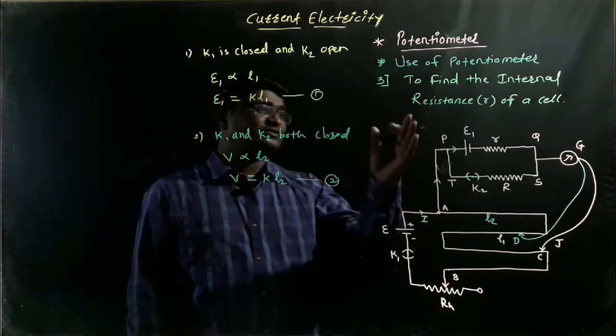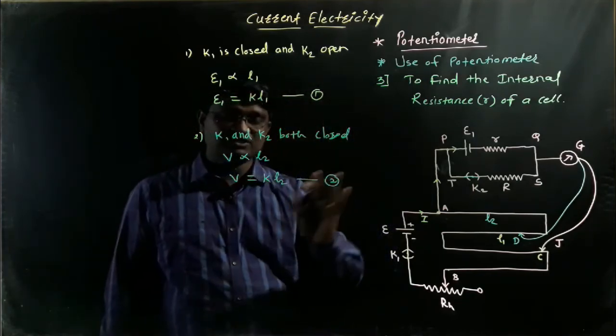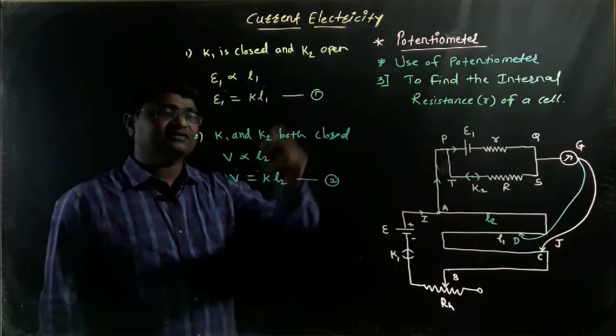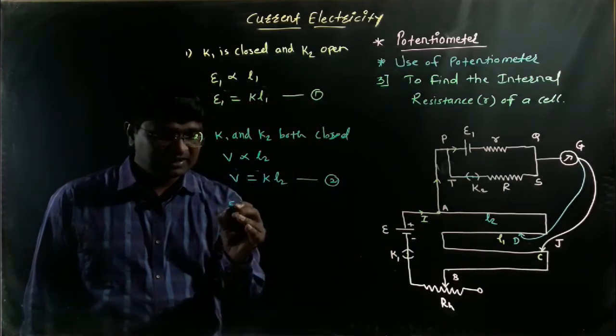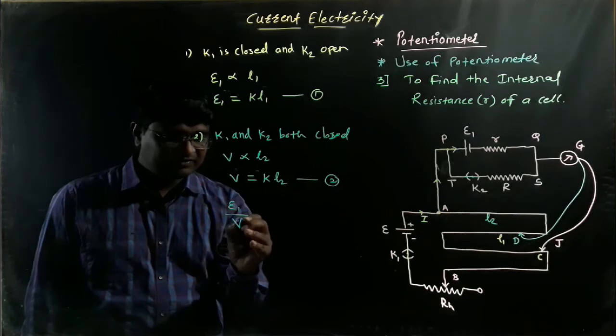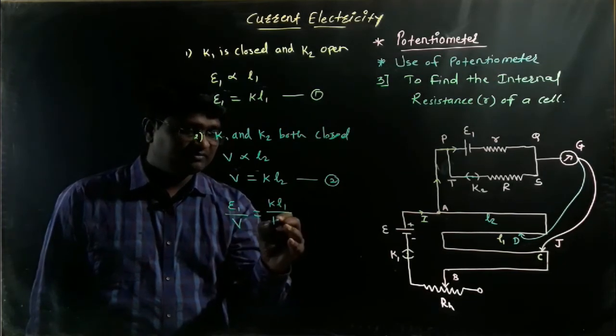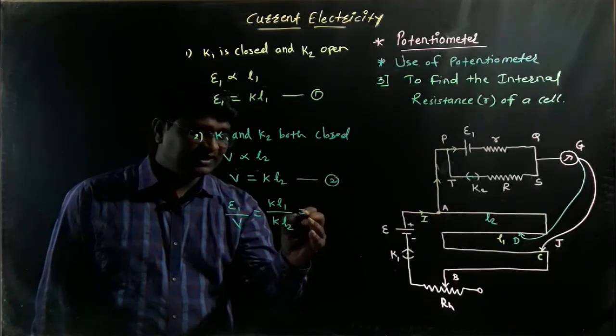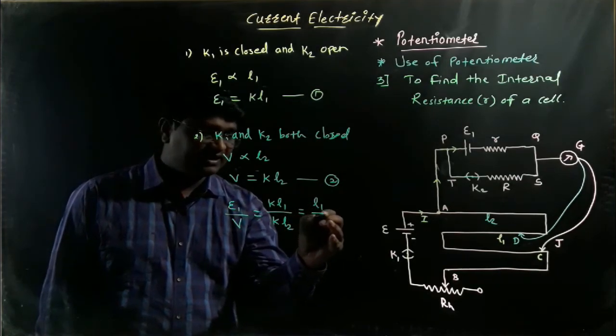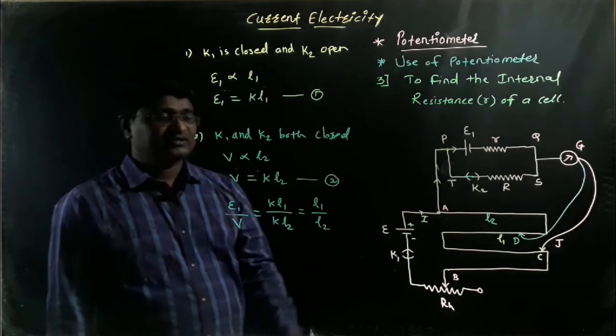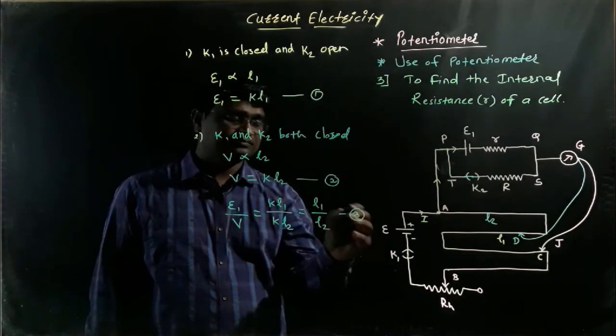So how do we find the internal resistance? Dividing equation 1 by 2, we get epsilon 1 divided by V equal to KL1 divided by KL2. So K gets cancelled here, and the remaining is L1 upon L2. So this is our third equation.